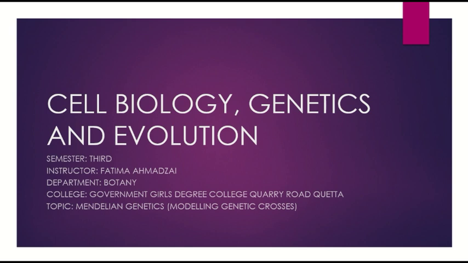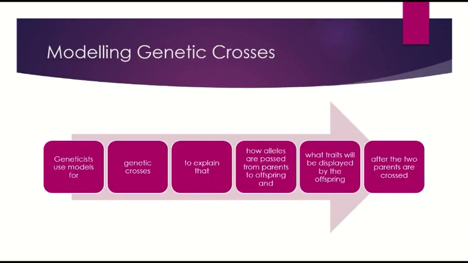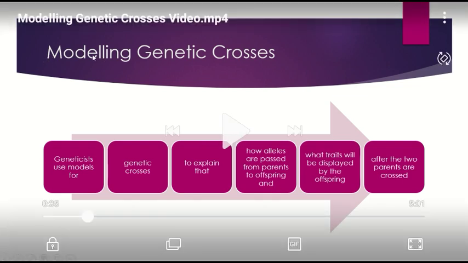The topic which I am going to discuss today is modeling genetic crosses in Mendelian genetics, that is, how genetic crosses are modeled. Before explaining modeling genetic crosses, I will discuss what a genetic cross is. A genetic cross shows breeding of two genetically compatible parents that produce offspring which have characteristics of both parents. Genetic crosses are represented by models. Now I will explain modeling genetic crosses.